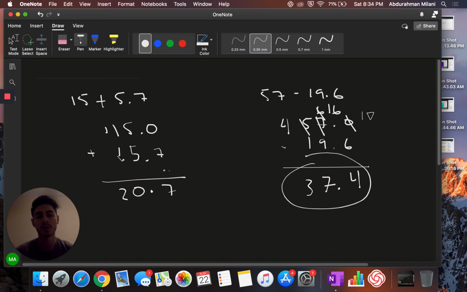Got that right there, and we got that one right there. Remember, the main thing you want to do, line up the decimals. If it's nothing to the right, you can go ahead and add a 0.